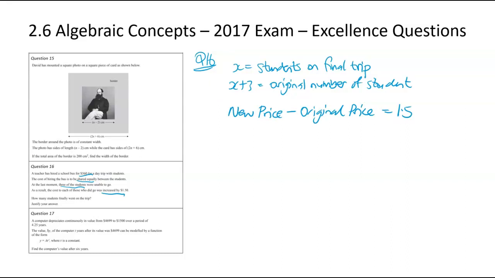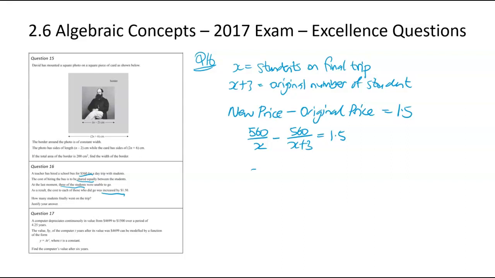And the way you'd be doing this is, so the new price is going to be $560 divided by x number of students. That's the students on the final trip. And we're then going to take away 560 divided by x plus 3. And that was the original price shared between x plus 3, or the original number of students. And that there should be equal to 1.5. We've now really just got an algebraic fraction. And we're going to use the crisscross smiley face method just to simplify that.